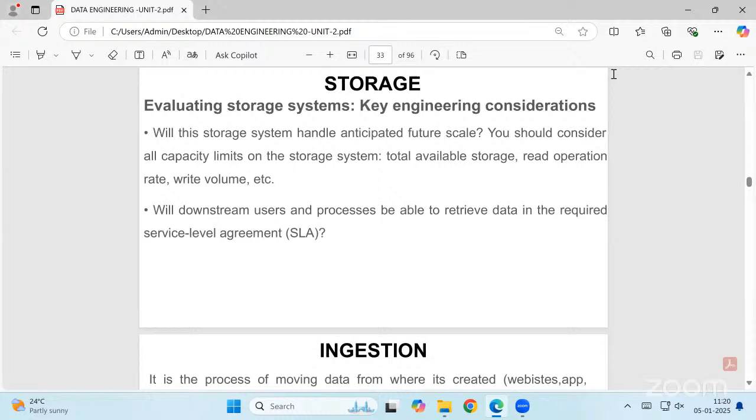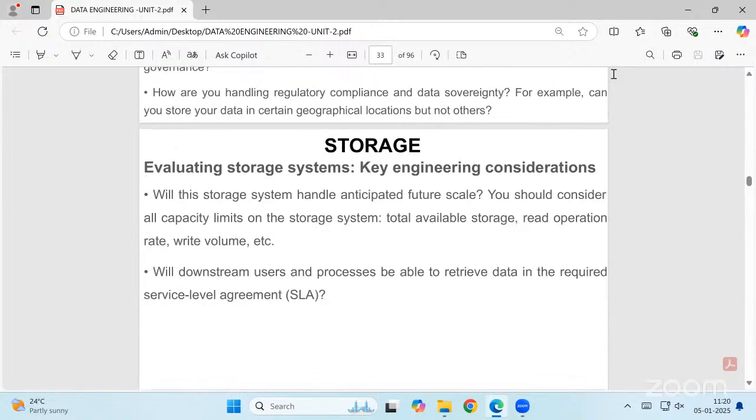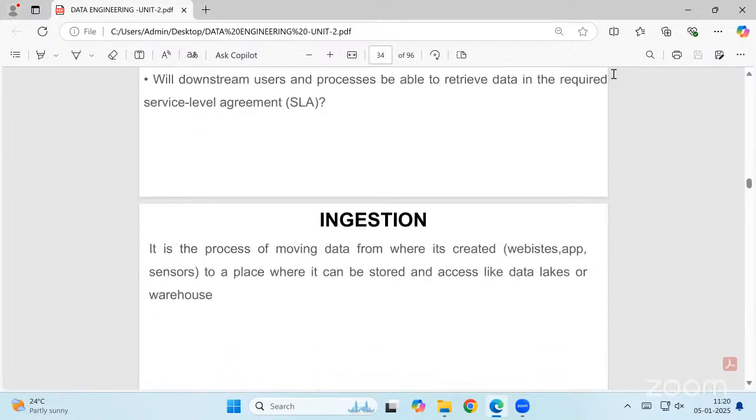These are some of the questions. You should consider all capacity limits of the storage system: available storage, read operations, write operations. All these things, before storing the content, you need to see whether you have available storage or not. Next, SLA stands for service level agreements. What are the conditions that you need to satisfy for the data engineer to store the content in their environment? So these are the questions that a data engineer should answer before storing the content.